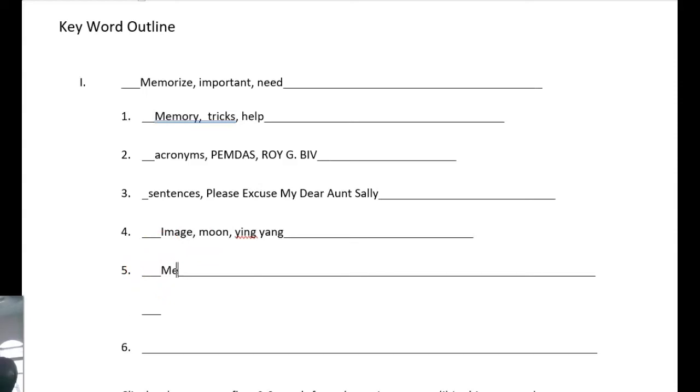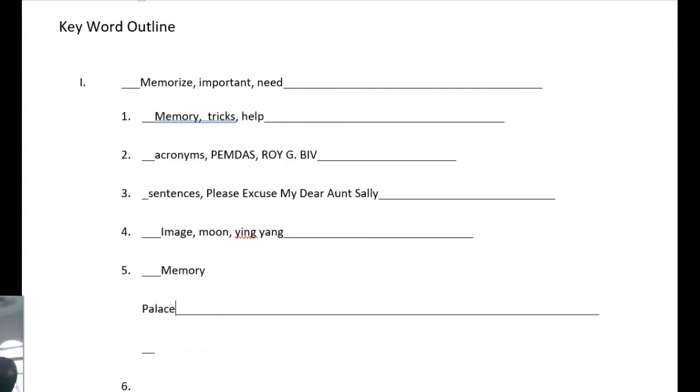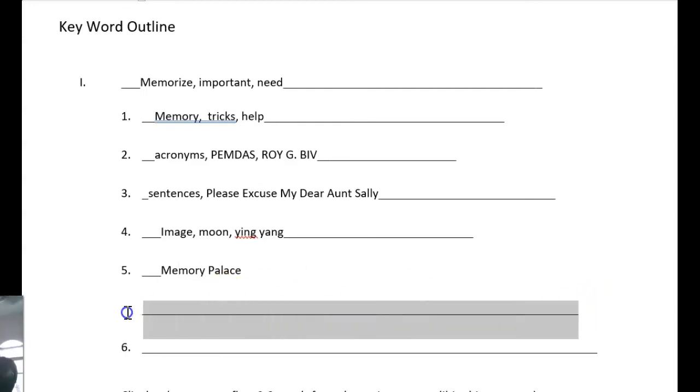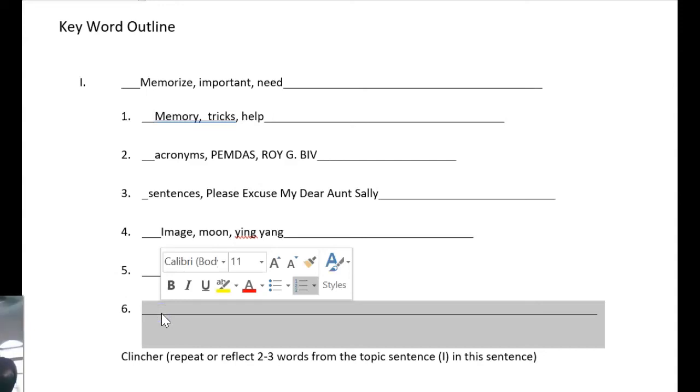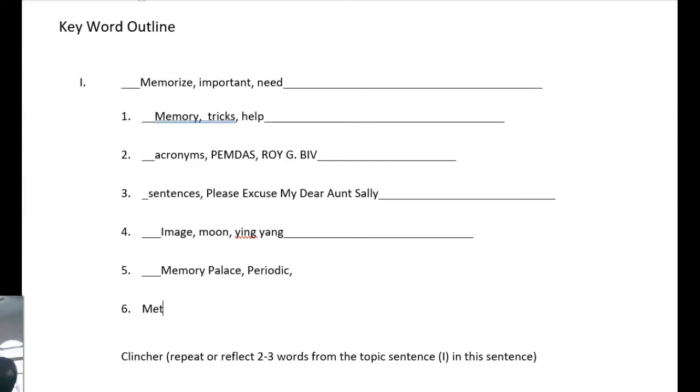And then she talked about memory palace, and she used the periodic table in that memory palace, and then metaphors like the chains for the neurons, and was there another? I can't remember any other metaphors. That'll be fine for now.